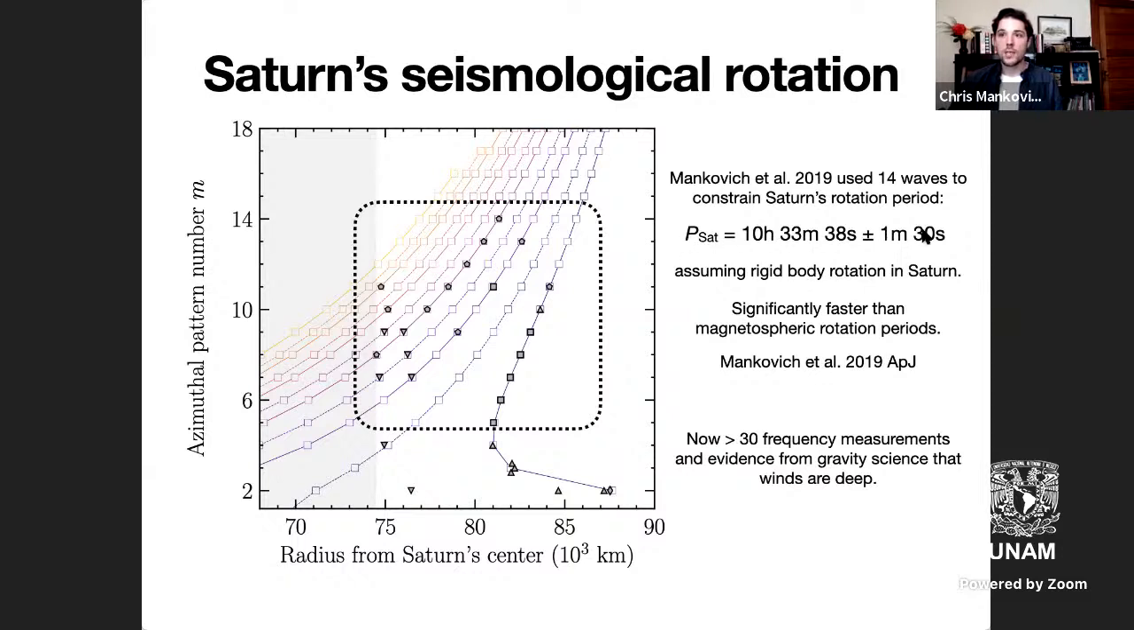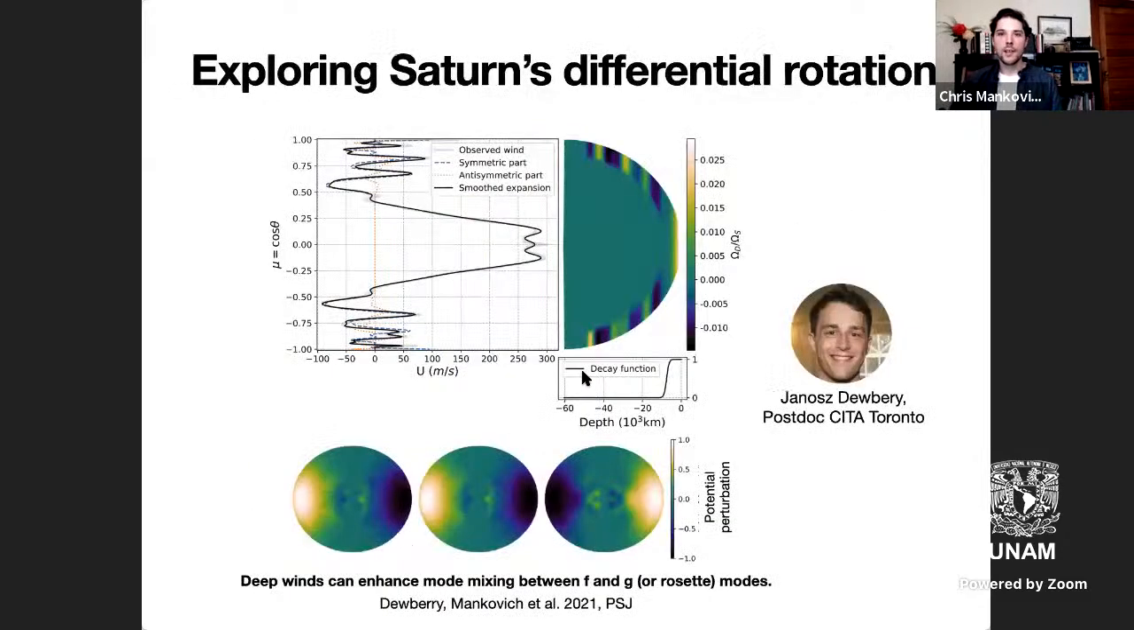This rotation rate for the interior is significantly faster than any of the magnetospheric rotation rates, which kind of added to the body of evidence that Saturn's magnetic field rotation is not really tracking the interior rotation very well. Now there are many more measurements than were available in 2019, roughly double actually. And there's this additional new evidence from gravity science that Saturn's winds go deep. And so together with Janos Dewberry, I've been looking into how these differential flows play out for Saturn.